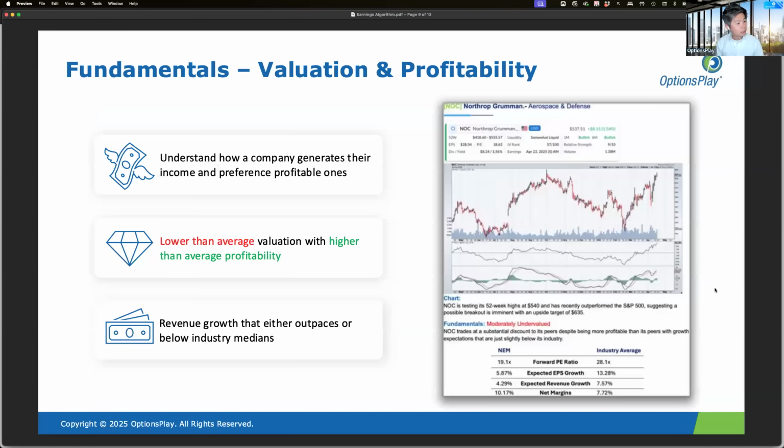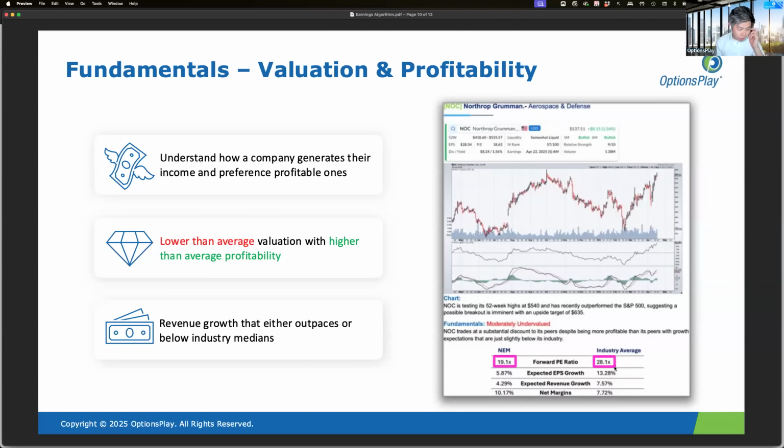Perfect. Okay, so then this is really where we look at the fundamentals. And this is really where valuation and profitability are probably the two most important things to look at as a starting point. You can look at growth rates, and growth rates matter at the end of the day, but valuation and profitability are the two most important metrics that I look at. So for example, if you look at something like Northrop Grumman, that's currently trading at about 19 times forward earnings when the industry average is 28. That means the stock is trading well below the industry average for this particular stock. That's a good sign, number one, for a potential undervalued stock.